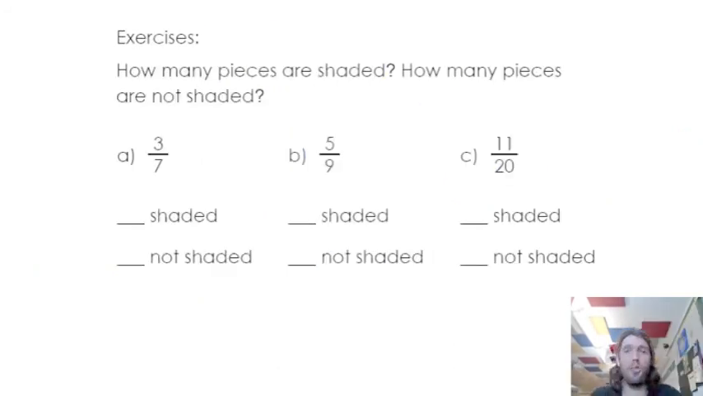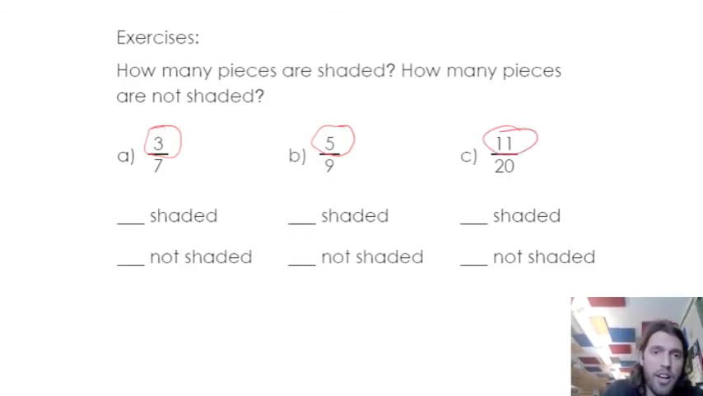All right, here they want to know which pieces are shaded and which pieces aren't shaded. So we saw in the last couple slides there that the smaller numbers on the top here are always the ones that are shaded, right? So we can go ahead right away and write for shaded. There's going to be 3, there's going to be 5, and there's going to be 11.